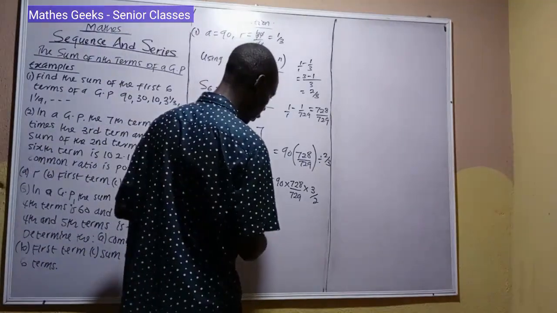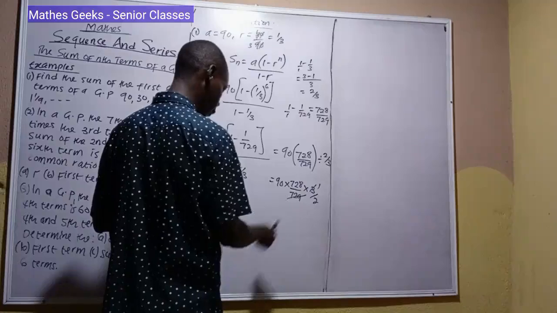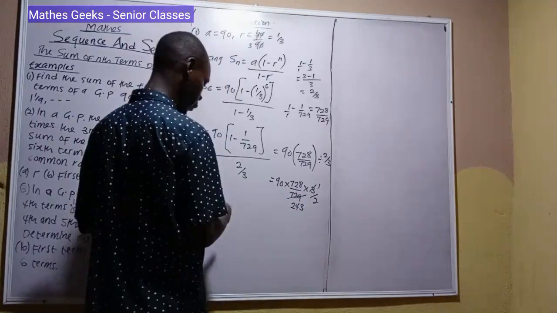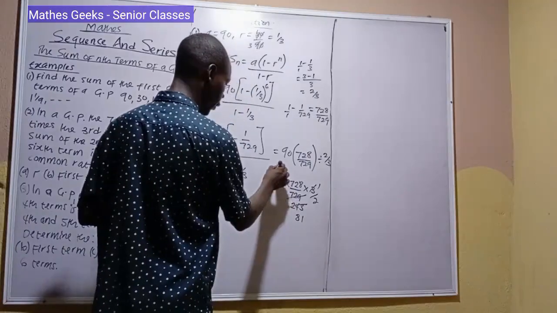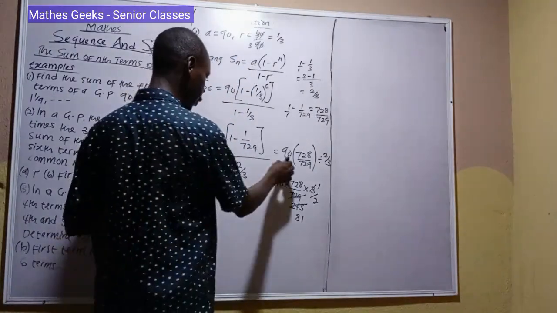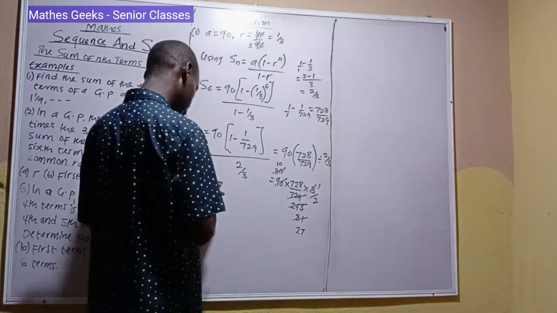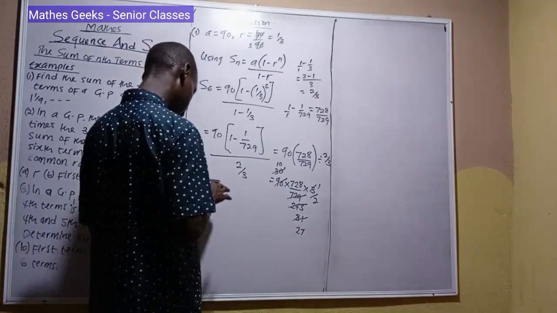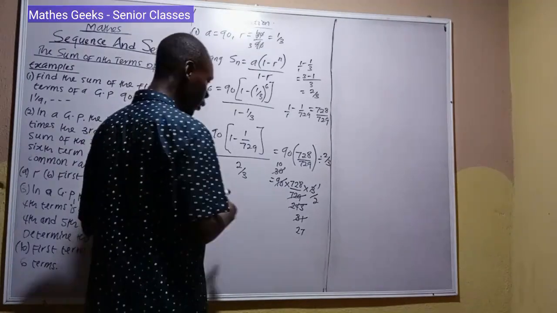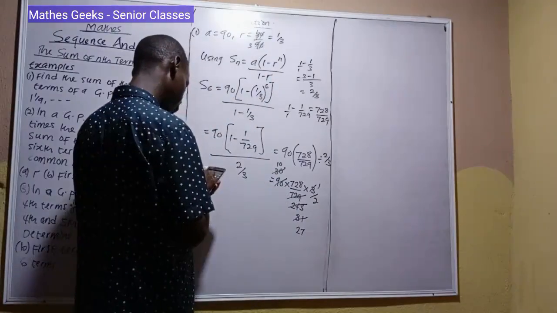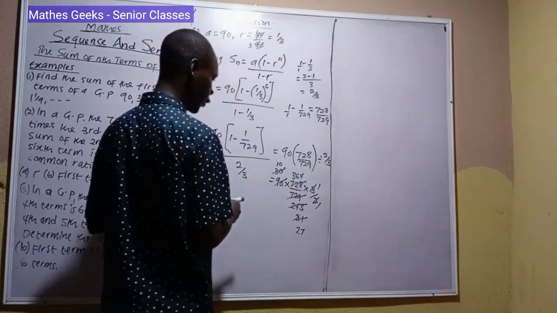So now what can go? 729 divided by 3 gives 243, divided by 3 gives 81, divided by 3 gives 27. 90 divided by 3 gives 30, divided by 3 gives 10. Then 728 divided by 2 gives 364.